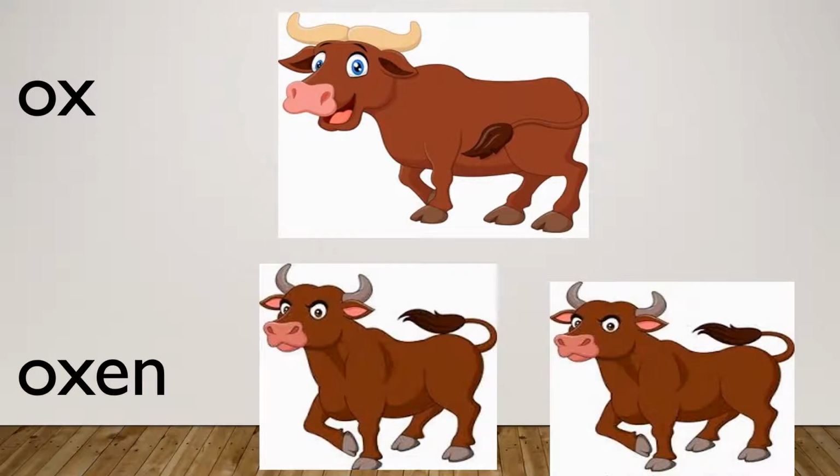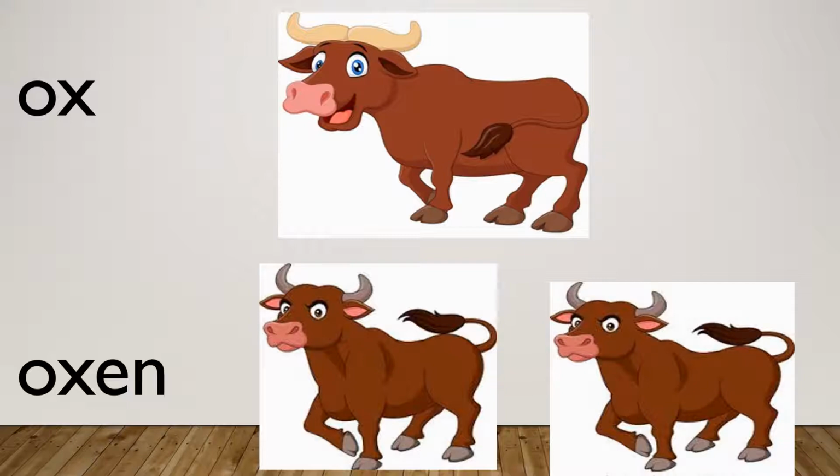Yes? Correct, student. In the first picture, you can see only one ox. And in the second picture, you can see more than one ox. So student, the first spelling is OX, ox. And the second we have written OXEN, oxen. So here ox is changed to oxen by adding the suffix en. Have you understood, student?